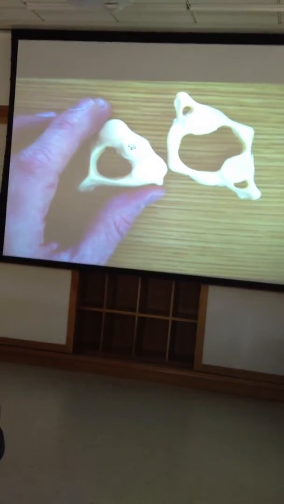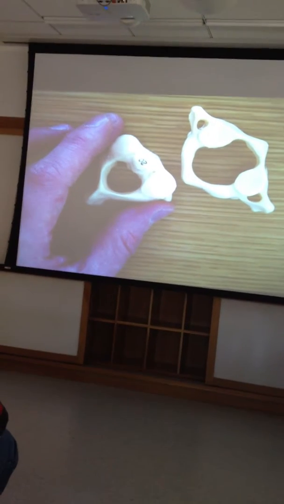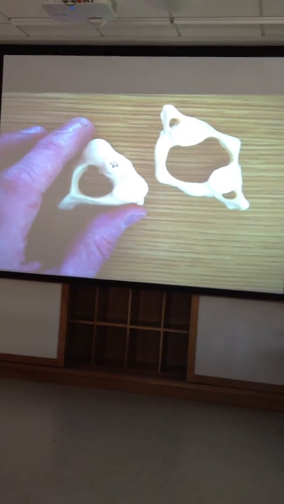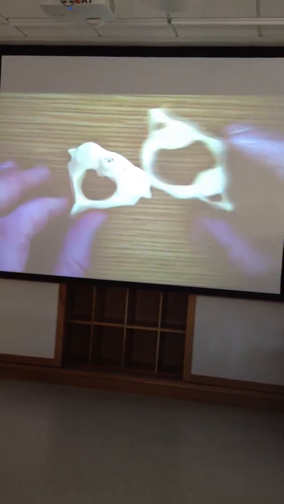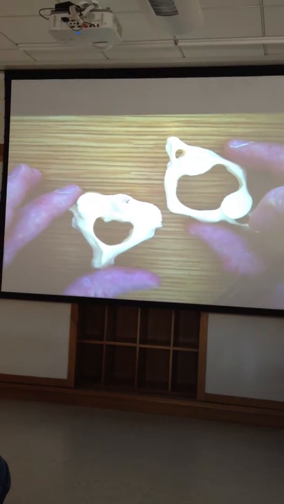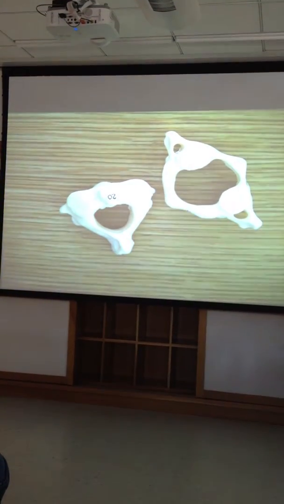Now, for the other vertebrae, you need to be able to tell what level they're at, whether they're cervical, thoracic, or lumbar. Now, these guys, both of these guys classify as what area? Cervical. Yeah, they're both cervical.